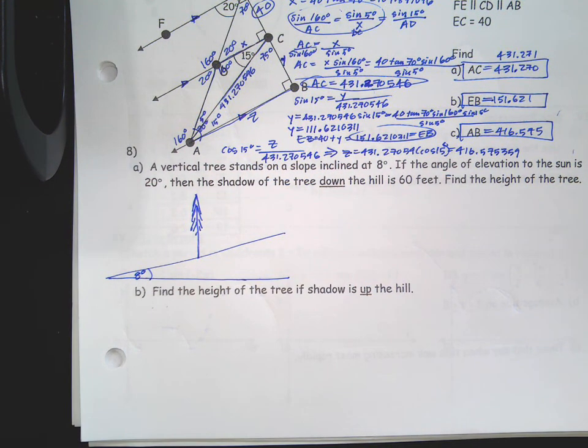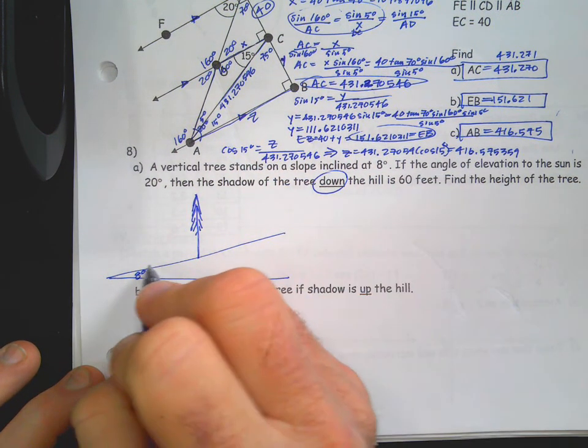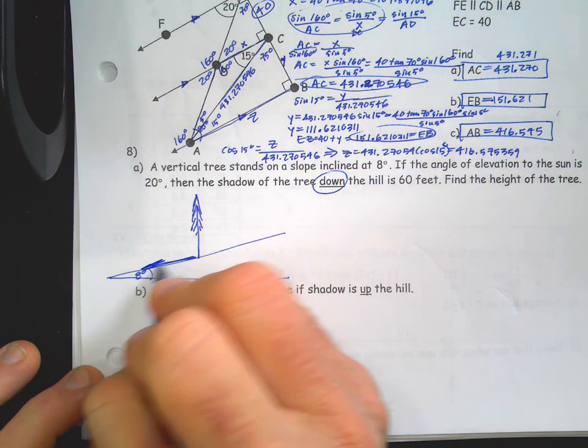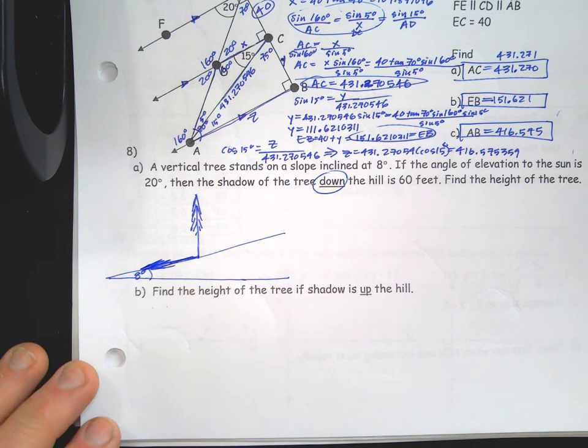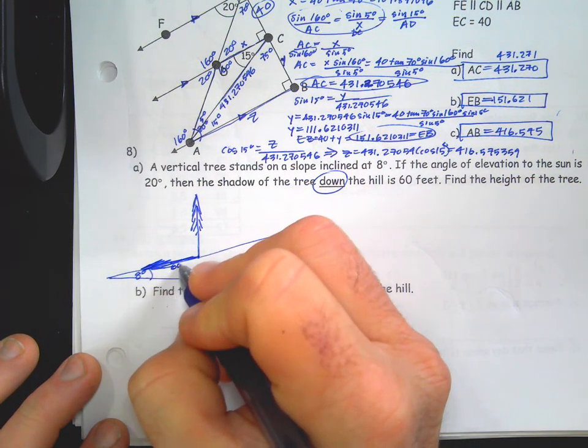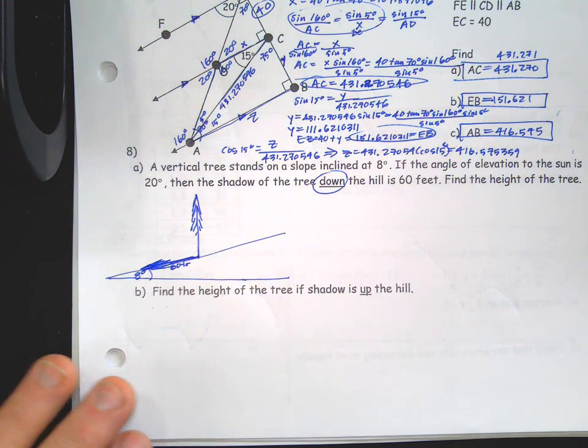The angle of elevation is 20. I'm going to wait to put that. That'll be the last thing to put. The shadow of the tree down the hill is 60 feet. So this is 60 feet. Okay. Find the height of the tree. So we're trying to find this.